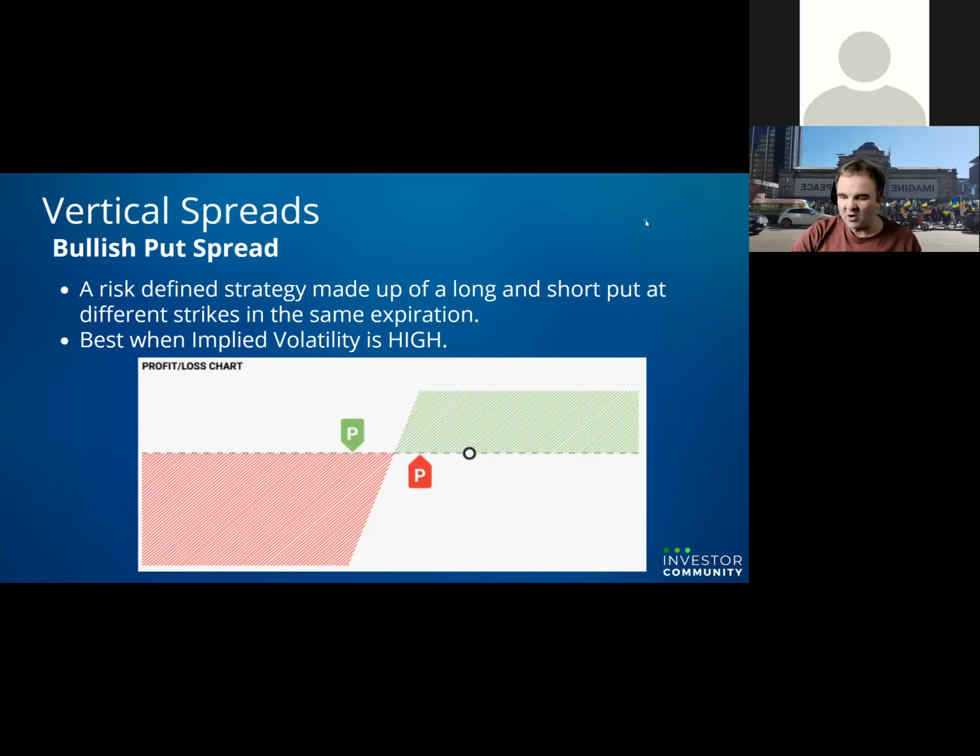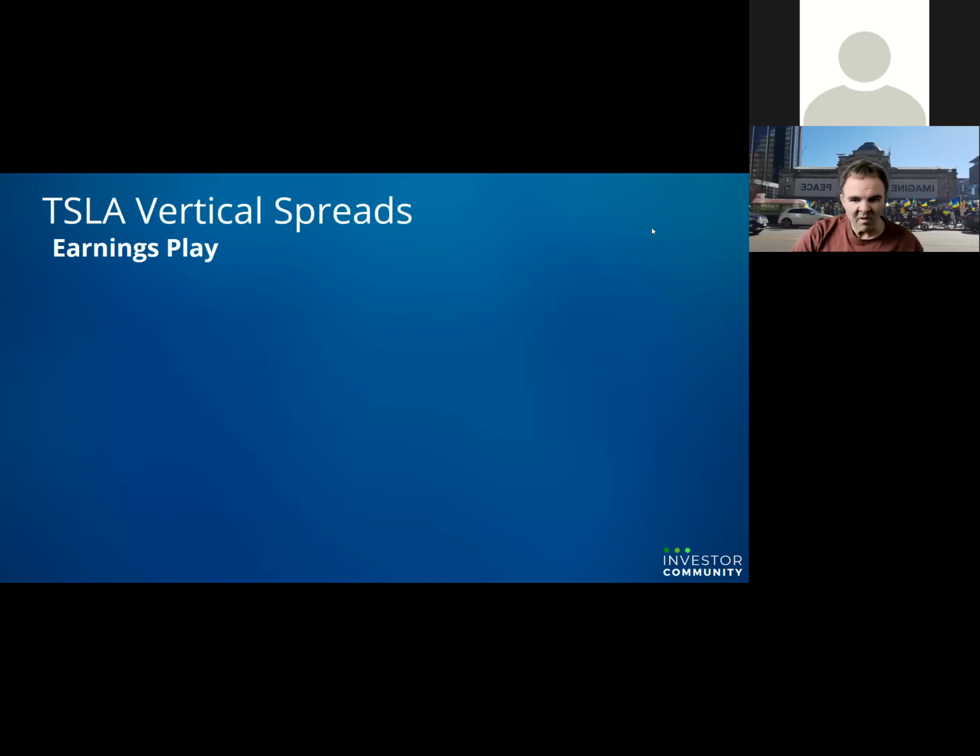So if it is, we will look at some real examples that I put together yesterday at the close in Tesla. One of the ways you can use a vertical spread is to play earnings. As you probably know, earnings are pretty dangerous to play. They're a very binary event. No matter how much you think you know what's going to happen on earnings, it's quite often a surprise.